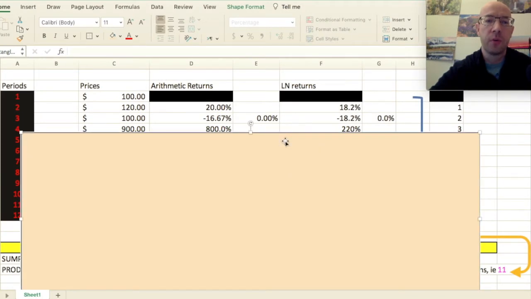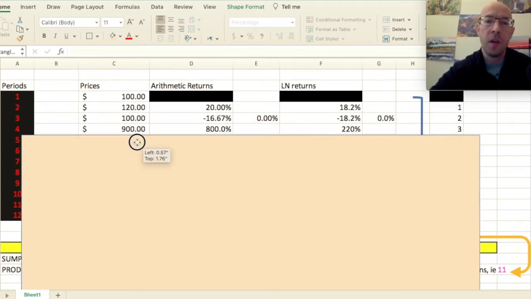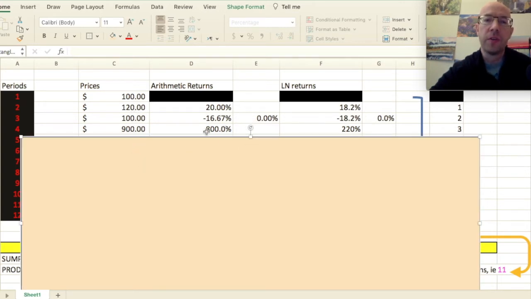Let's say that we had a big price increase. So we were at 100, then 120, then 100, then 900. Well, look at this. This is really interesting. The arithmetic return would be 800%, a very big number. And the log return would be something quite smaller, 220%. So this makes sense. We could kind of grasp that. Okay, it grew 8 times. Okay. But this, 220? What's 220?